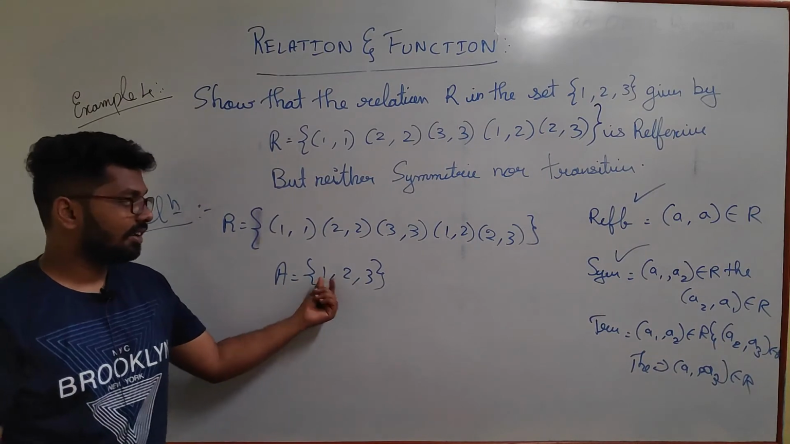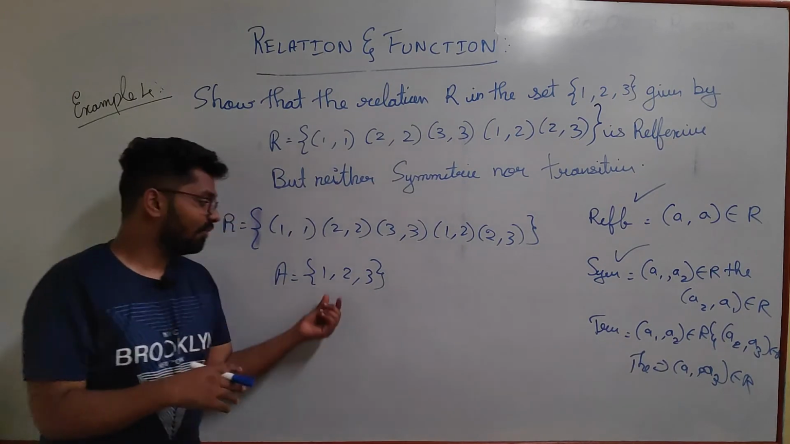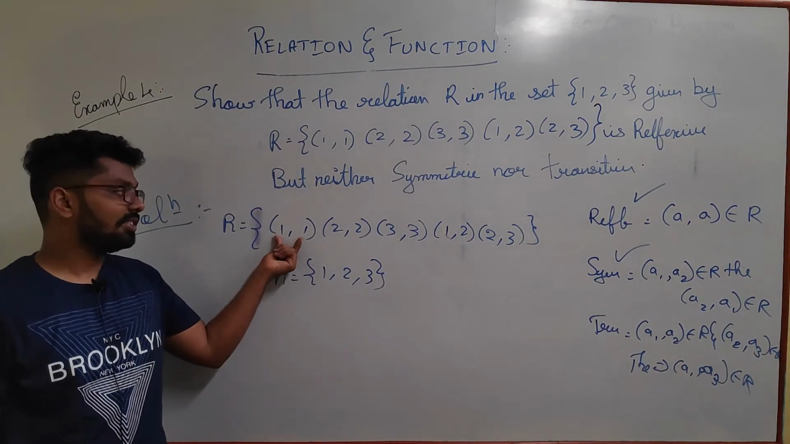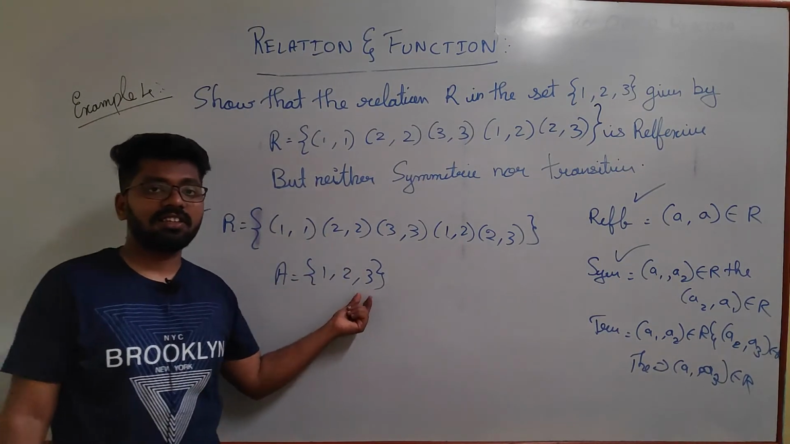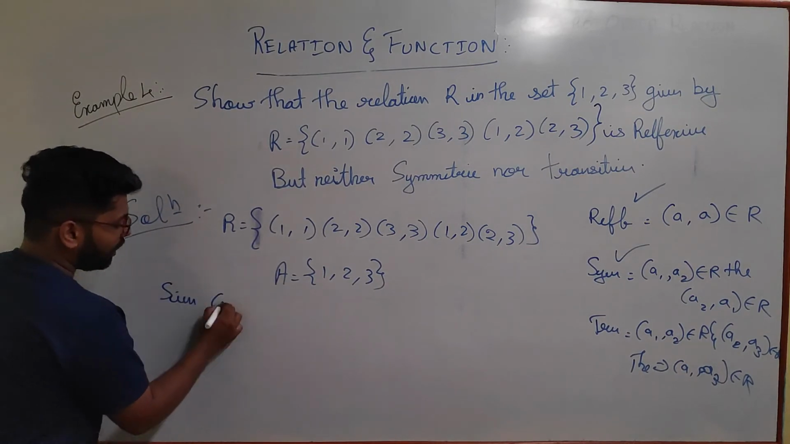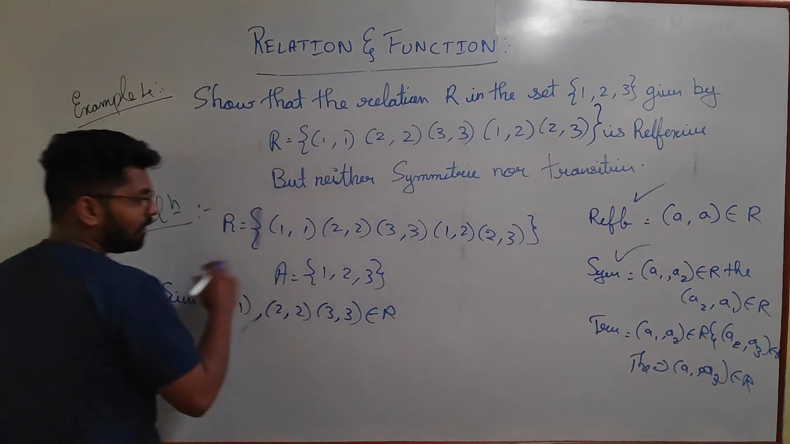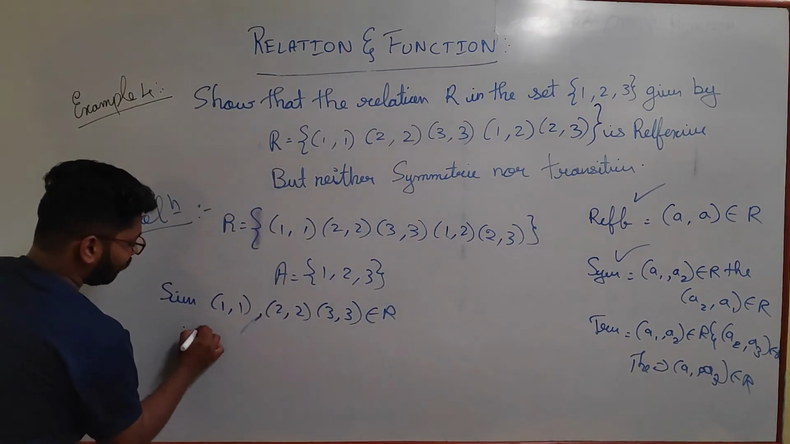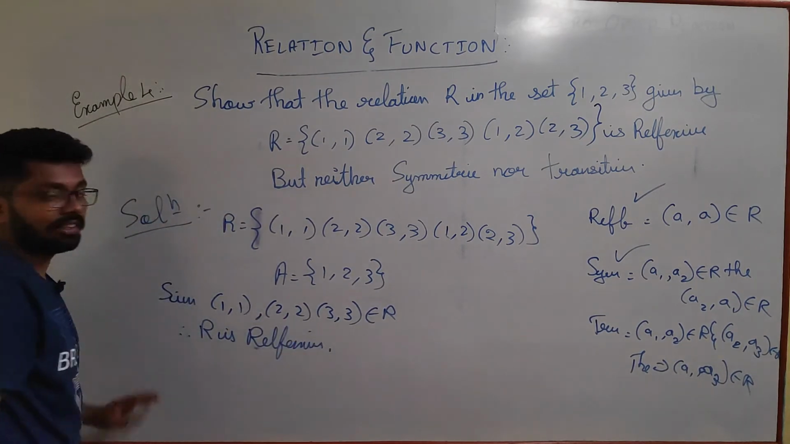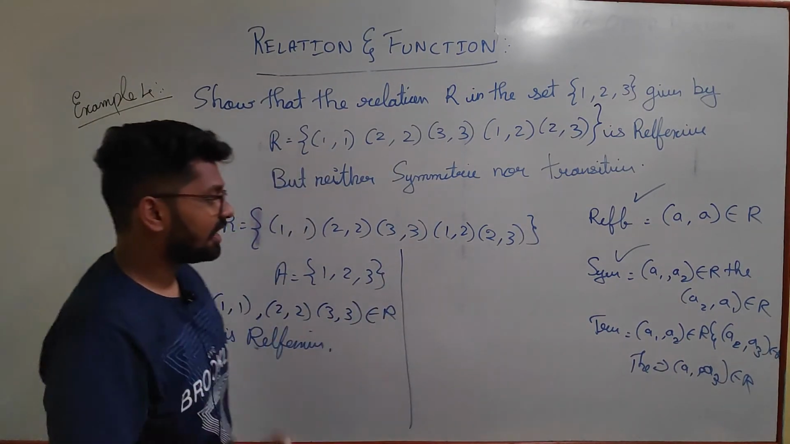So for reflexive, what is needed? (1,1) should be there. 1 is there, no? The first element is 1. So for reflexive, (1,1) should be there. So (1,1) is there, 2 is there, (2,2) is there, 3 is there, (3,3) is there. So see how you are going to write. Since (1,1), (2,2) and (3,3) belong to R, therefore R is reflexive. So reflexive is done.